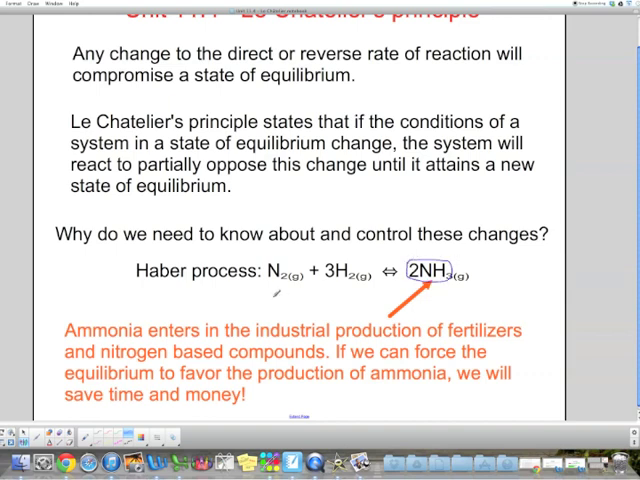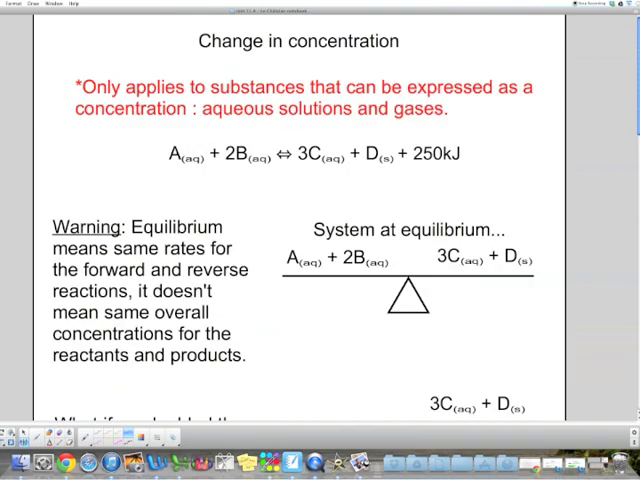So how can we influence this process so that the equilibrium produces more NH3 than H2 and N2? We want the forward reaction to be favored in this case to make more of this, sell more of it, and make more money. So how do we control the equilibrium? Or how do we stress it so we can control which way it's going to go? Let's look at different factors.